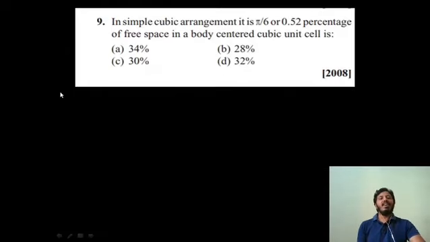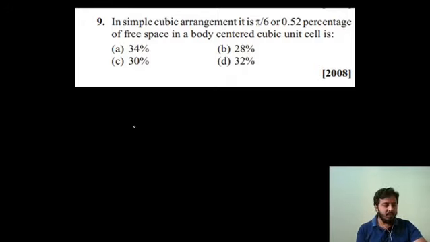Question number 9. In simple cubic arrangement, it is pi by 6 or 0.52 percentage of free space in a body centered cubic unit cell is. So they have given the packing fraction of simple cubic arrangement, and they have asked to find out the packing fraction of free space in a body centered cubic unit cell.